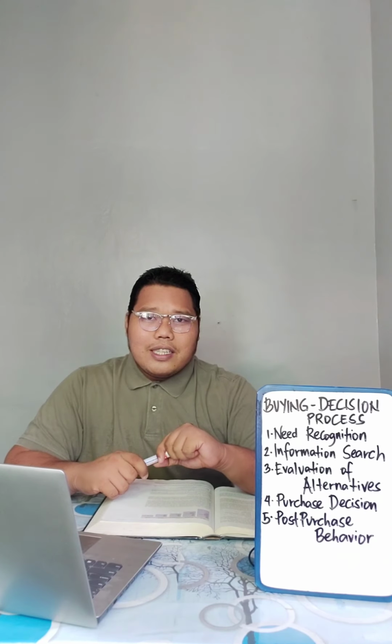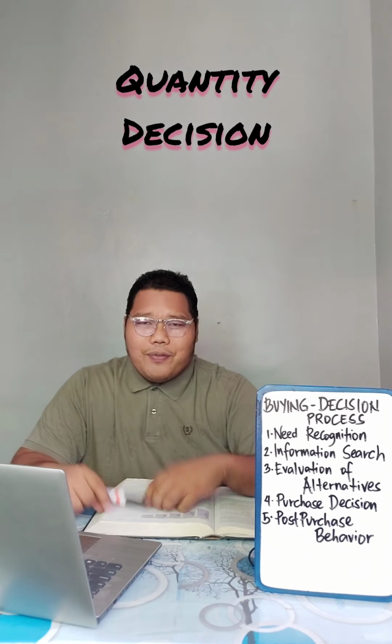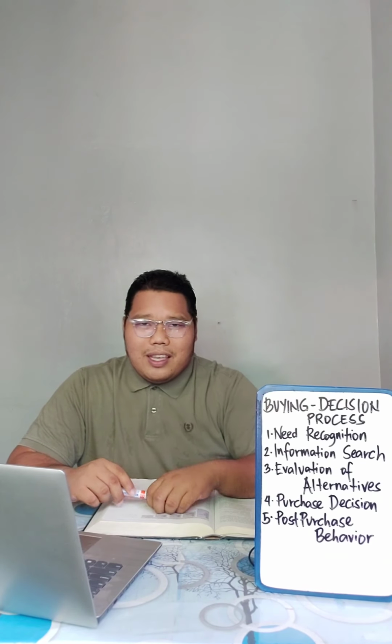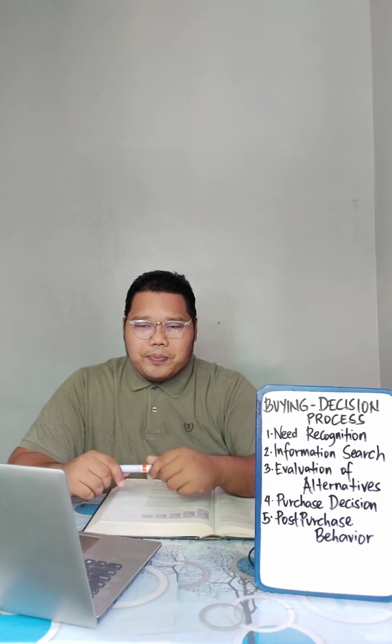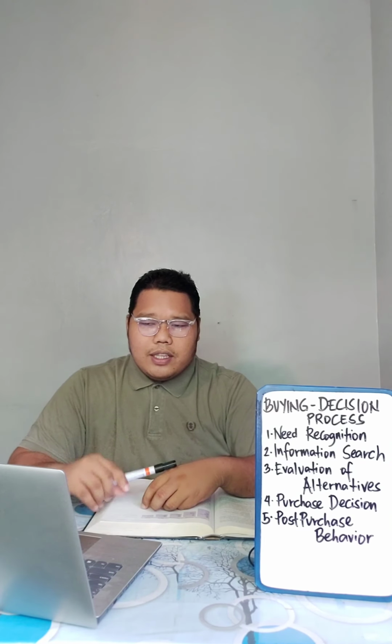Letter C is the quantity decision. How many do you want to buy? 1, 2, 3, 4? Is it wholesale? Is it for personal consumption? Then that is the quantity decision.